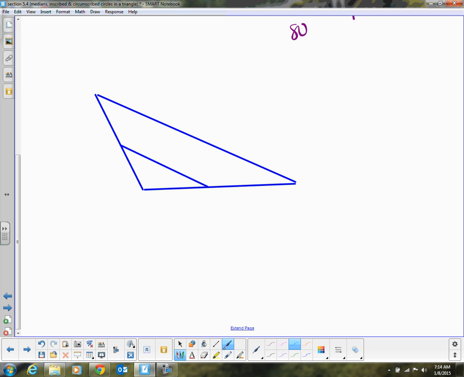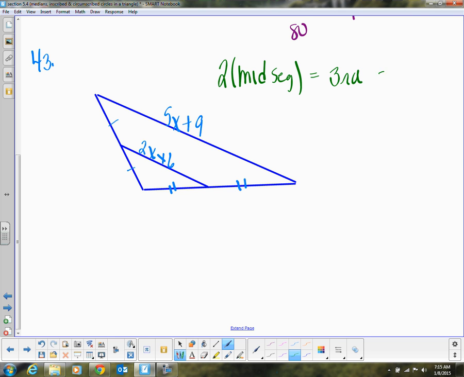Use the figure at the right. Oh, they told us that this was equal to this, and this is equal to this. So this segment right here is 2x plus 6, and DF is 5x plus 9. All right, yesterday I said that the concept we learned could be used as a formula. What would that formula be? 2 times the mid-segment equals what? That third side. Or you could say parallel side.